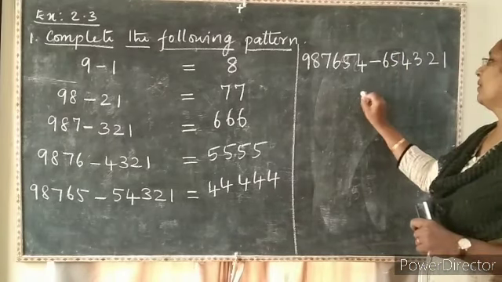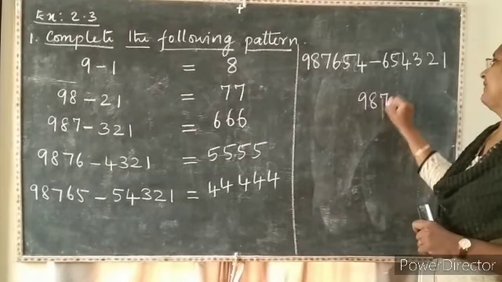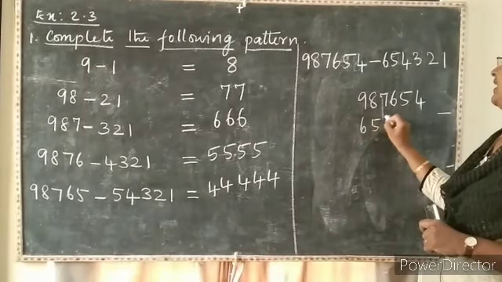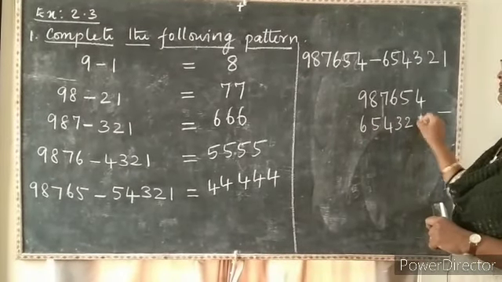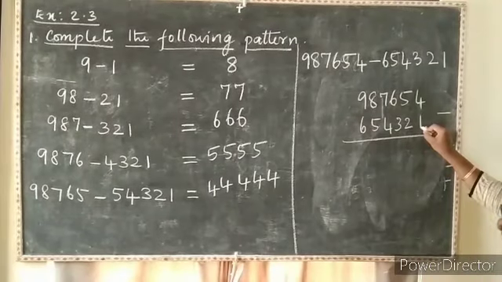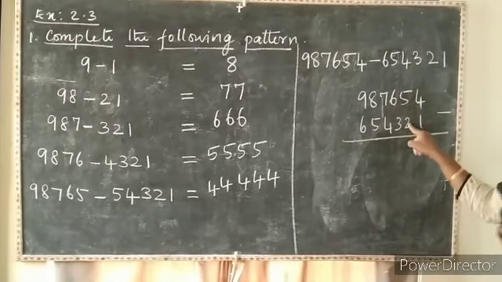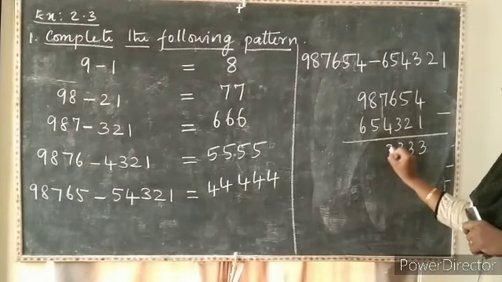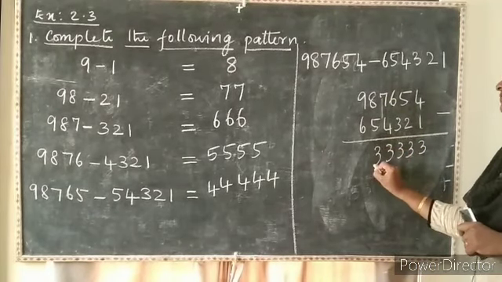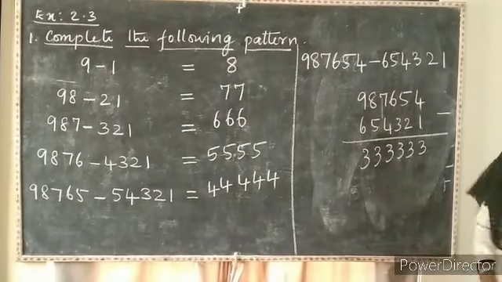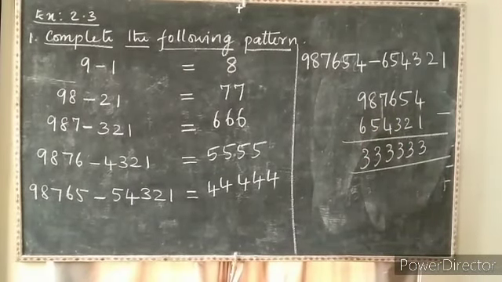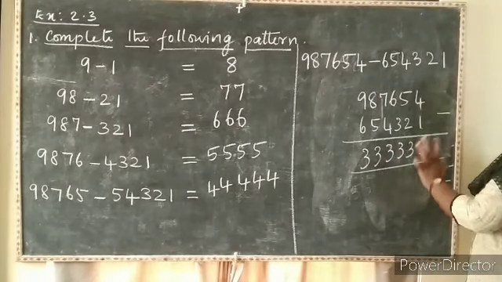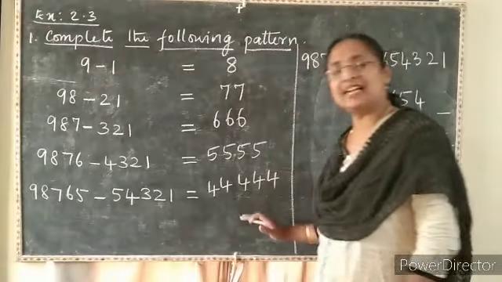Now subtract and see what will be. 9, 8, 7, 6, 5, 4 minus 6, 5, 4, 3, 2, 1. Yes, what will be? 4 minus 1 is 3. 5 minus 2 is 3. 6 minus 3 is 3. 7 minus 4 is 3. 8 minus 5 is 3. 9 minus 6 is 3. Now look into the next one. Next number: all 6 digits are 3s. Okay. So this is how we have completed the pattern.